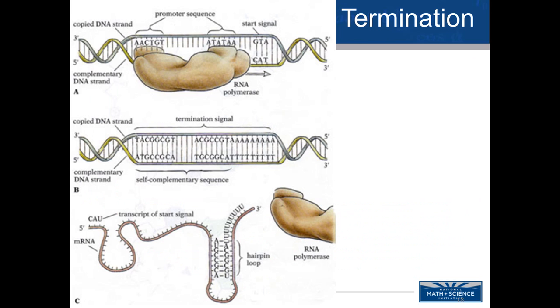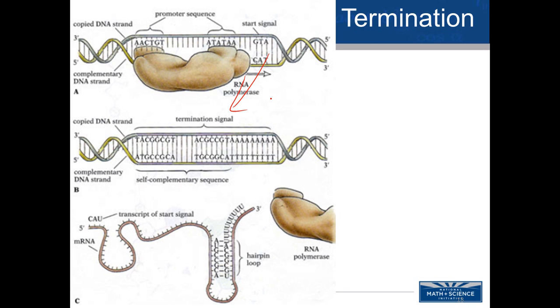Alright, so now termination. In termination, the RNA synthesis proceeds until the RNA polymerase encounters a sequence that's going to trigger the RNA polymerase and the RNA to dissociate. In eukaryotic cells, the RNA polymerase will actually pass this termination point before the RNA molecule is released. In prokaryotic cells, however, there are 2 things to take into consideration.